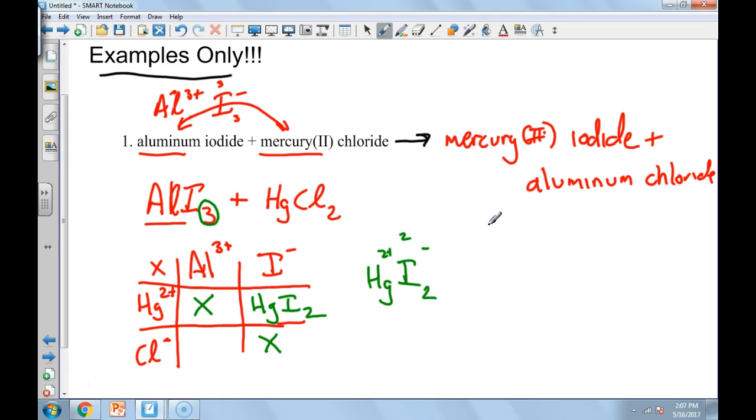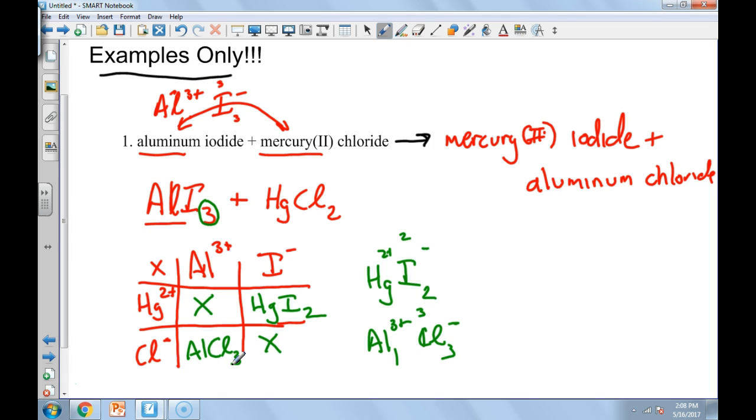Then we can do the same thing with aluminum. Aluminum is a 3 plus. That's why I suggest putting the charge. And then Cl minus, 1 minus, the least common multiple is 3. This is a 3. This is a 1. So this is AlCl3.